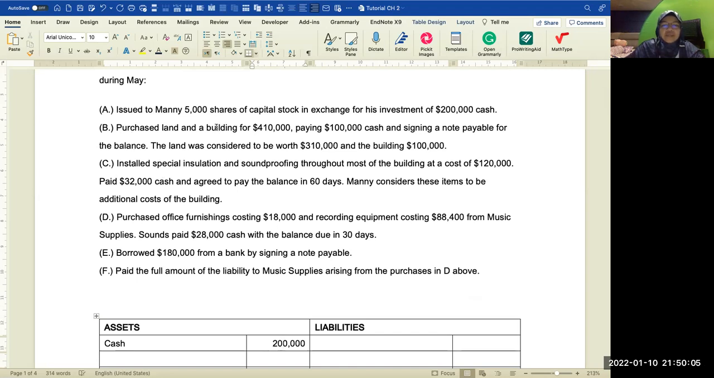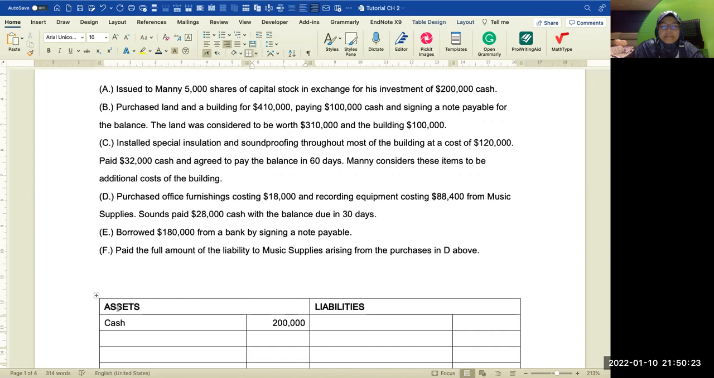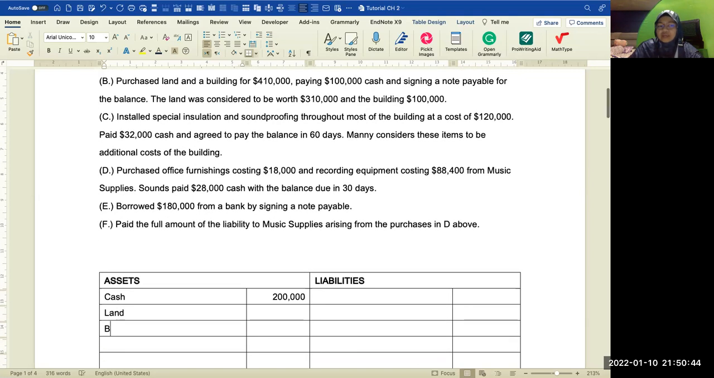Purchase land and building for 410,000, paying 100,000 cash and signing a note payable for the balance. The land was considered to be worth 310,000 and the building 100,000. Okay, so here they will have land and building purchase, which is 410 under assets. Initially it says land and building 410, but the last sentence says the land was 310, building 100,000. So you break up the account into two accounts. One is the building and the other one is land.